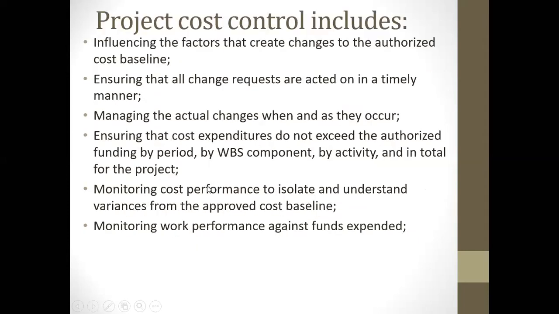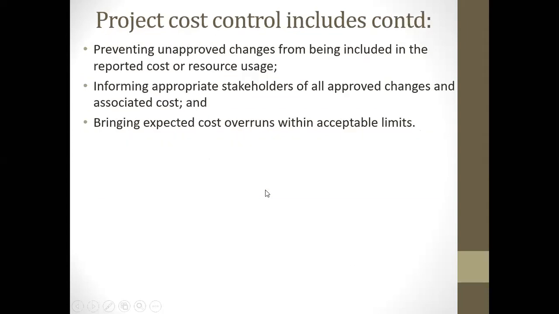So whichever one that is not approved, please don't go there. Project cost control includes influencing the factors that create changes to the authorized cost baseline, ensuring that all change requests are acted on in a timely manner, managing the actual changes when and as they occur, ensuring that cost expenditures do not exceed the authorized funding by period, by WBS component, by activity, and in total for the project. Monitoring cost performance to isolate and understand variances from the approved cost baselines. Monitoring work performance against funds expended. Preventing unapproved changes from being included in the reported cost or resource usage. Informing appropriate stakeholders of all approved changes and associated costs, and bringing expected cost overruns within acceptable limits.